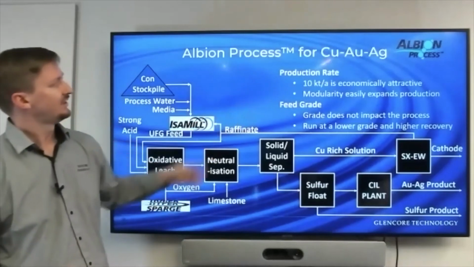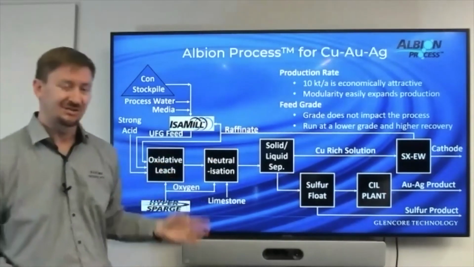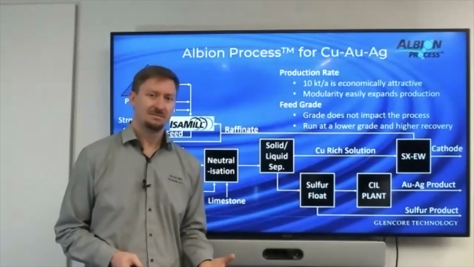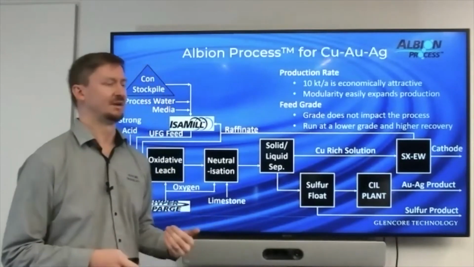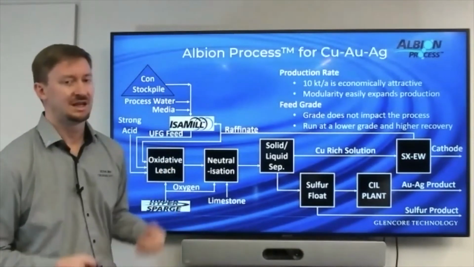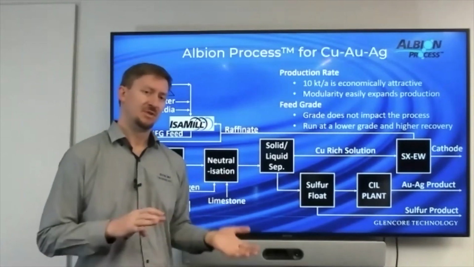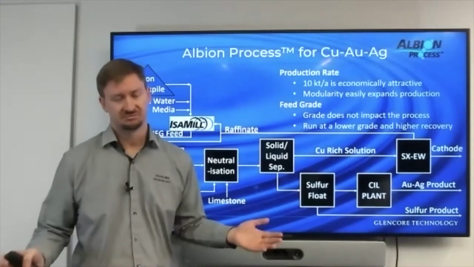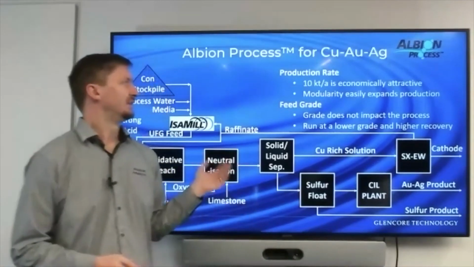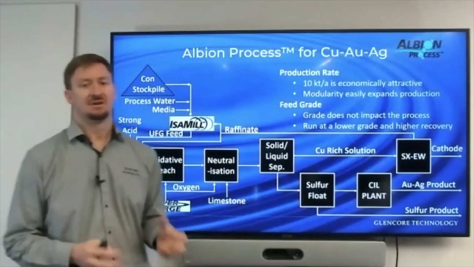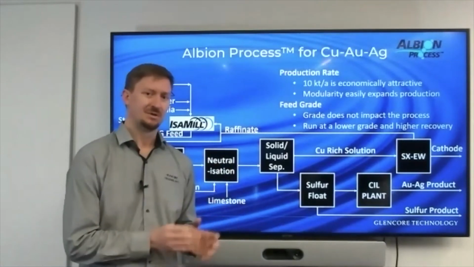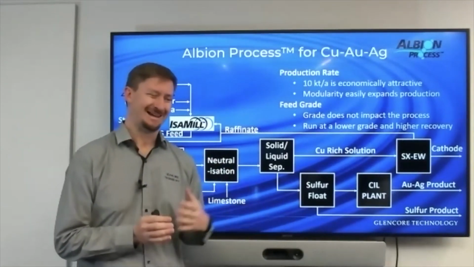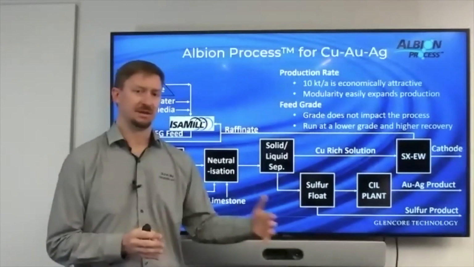There's a couple of notes there. In terms of economics, about 10,000 tonnes per annum is where we usually start in terms of economically attractive projects. Anything below that, not quite economical usually, but anything bigger than that, the sky's the limit. The big benefit of Albion is it is very modular, so you can start small and you can ramp up as the project develops and as capital becomes available.